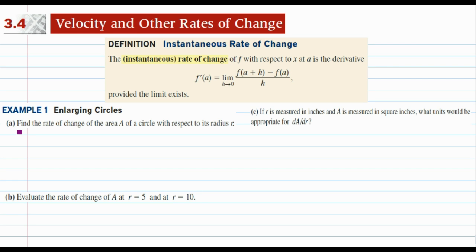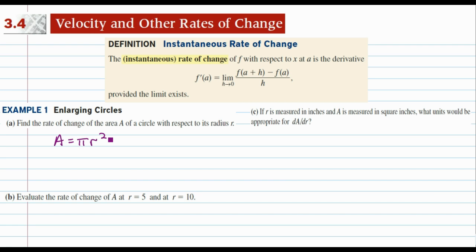Part A in example 1 asks us to find the rate of change of the area A of a circle with respect to its radius. Well, a rate of change is a derivative, so we're looking for the derivative of A with respect to r, so dA/dr. Like every word problem in calculus, we start out with an Algebra 1 or Algebra 2 basic setup. So the area of a circle is A equals pi r squared.